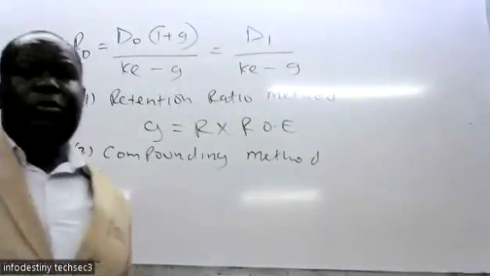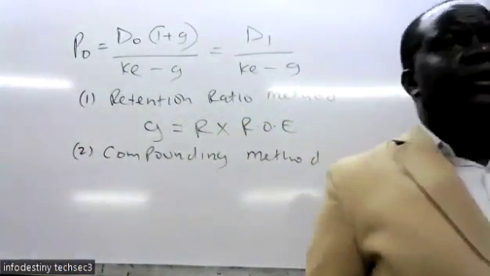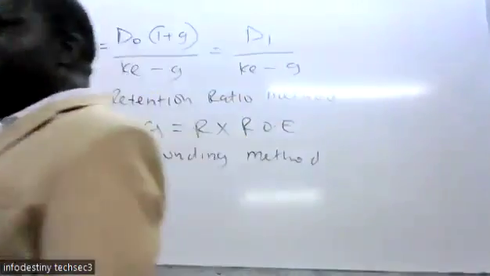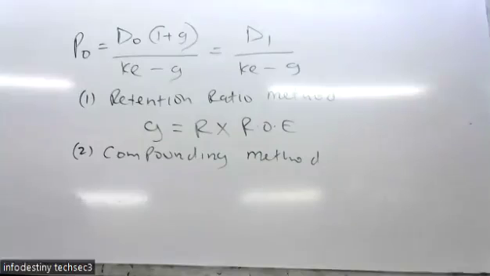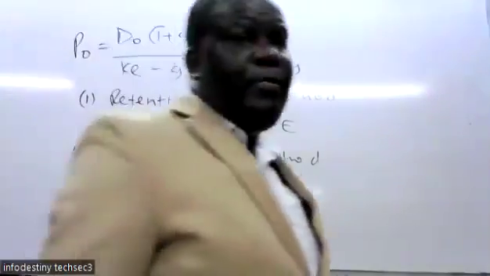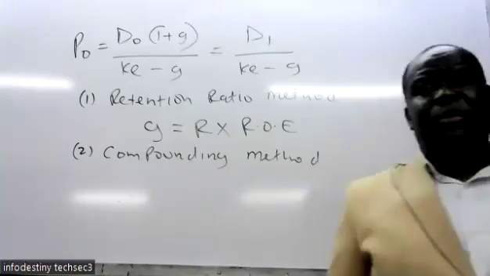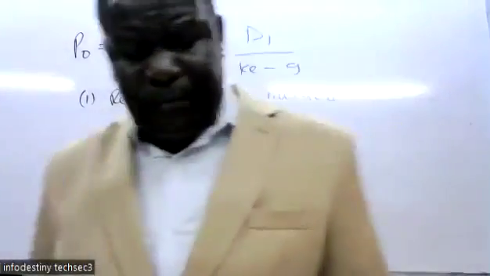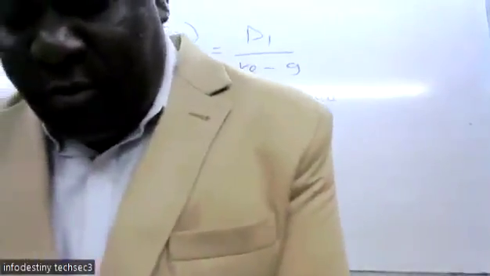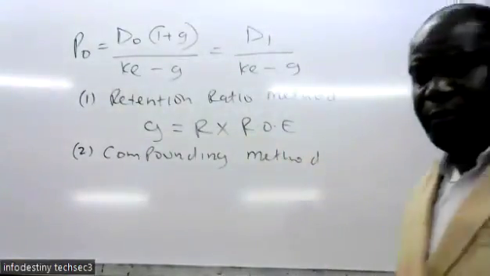calculated by comparing the dividend per share between two periods as follows.